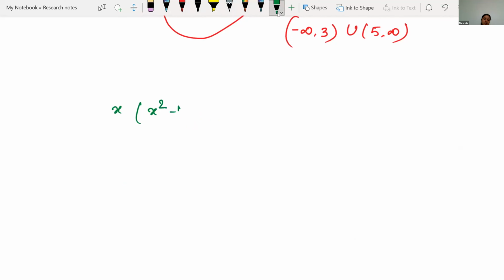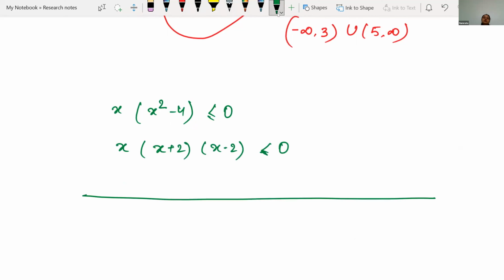x square minus 4 less or equals to 0. Okay, here first thing first we will be factorizing it. So x plus 2, x minus 2, less or equals to 0. What are the zeros of x? The solution will be getting x as one of them is 0, another is minus 2, another is plus 2. Is it clear so far?